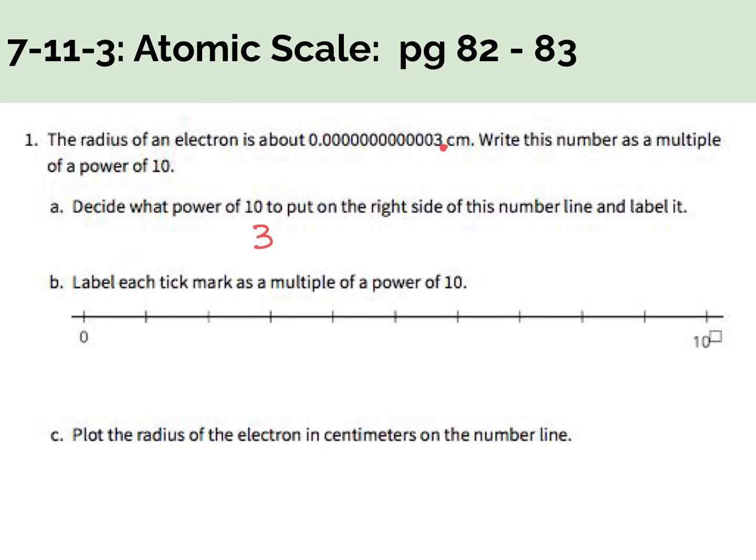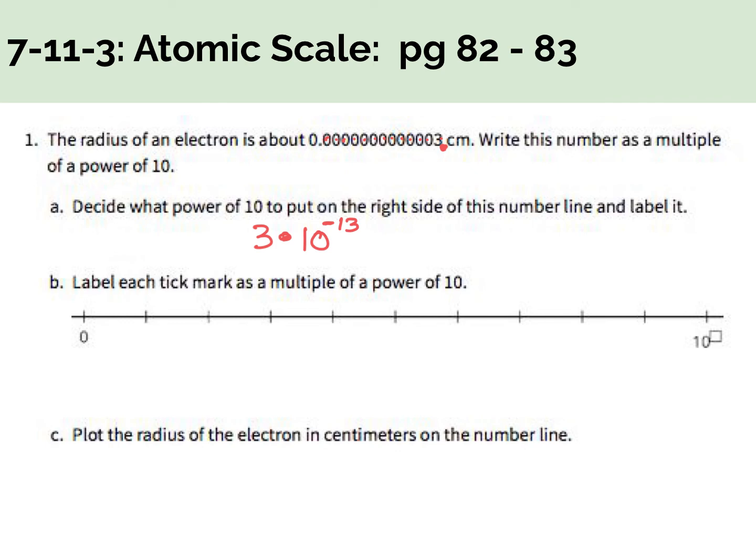So I'm going to have it as 3 times, and then how many decimal places are there? So there's 1, 2, 3, 4, 5, 6, 7, 8, 9, 10, 11, 12, 13. So I know it's going to be times 10 to the 13th. And then remember, that's a decimal, and it's a decimal between 0 and 1. So that's going to have a negative exponent. So this number for the radius of an electron is 3 times 10 to the negative 13th.